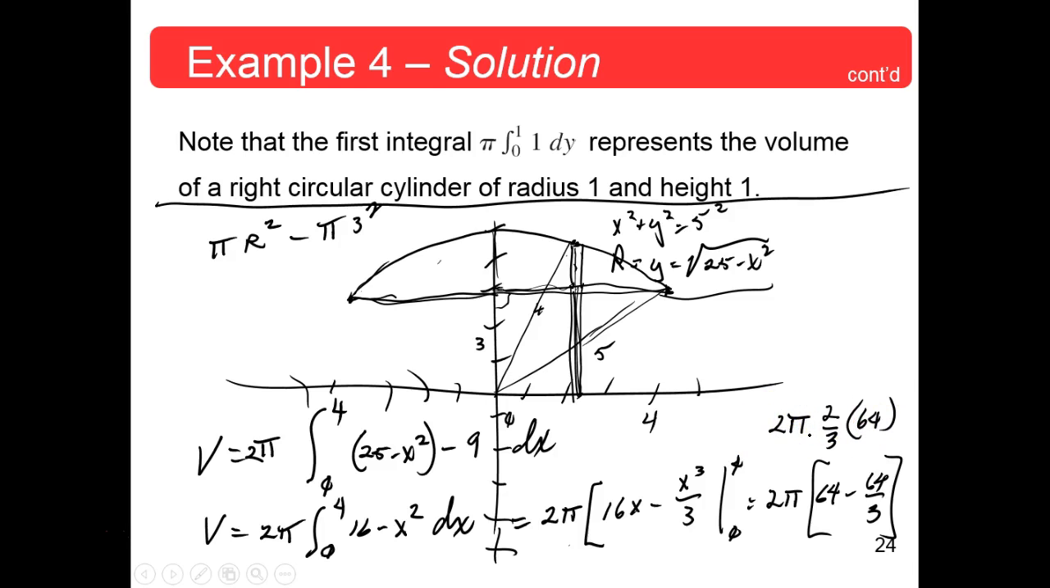Okay? So that's going to be 128 doubled is 256 pi over 3, I think. Okay? Oh my goodness. 256 pi over 3, and that would be cubic inches, because they did give us inches, didn't they? Yeah. Okay. All right. See how that works?